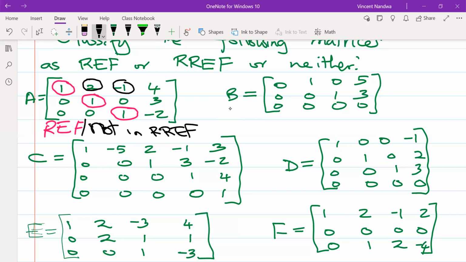B, yes or no? Is it in row echelon form?